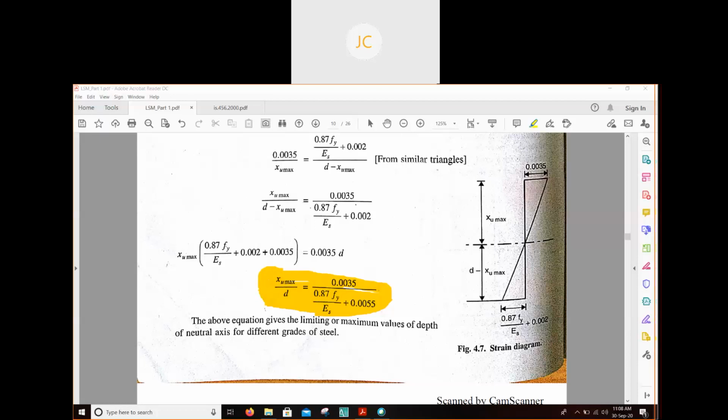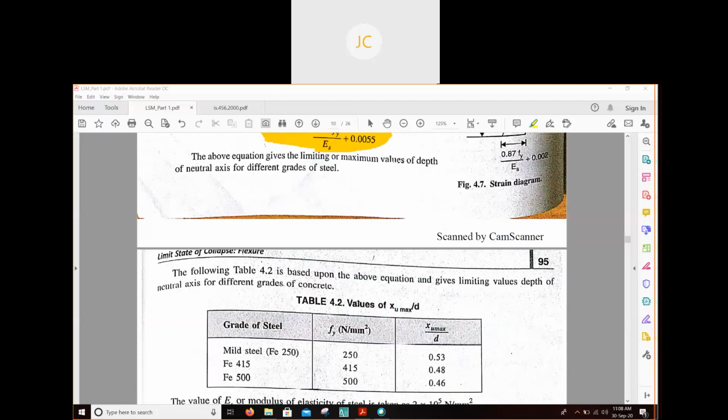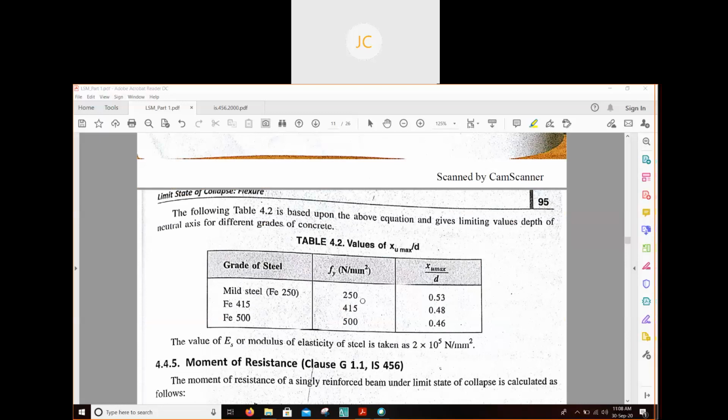I hope all of you can see the chat box. UR means under reinforced. Okay, so XU max means the maximum depth of neutral axis which we can allow to get an under reinforced section. The simple meaning is that. So by using this formula, we can find out how much depth we can allow to get an under reinforced section. Okay. So in IS 456, the ratio of XU max by D is given.